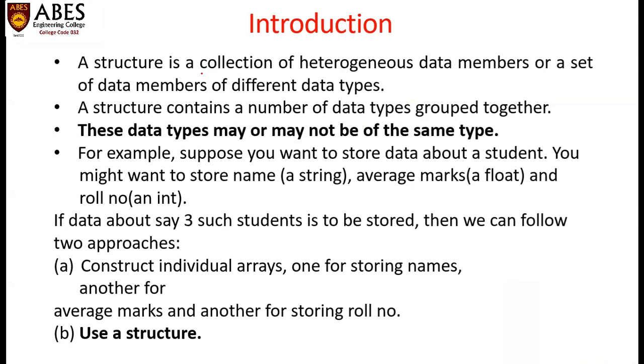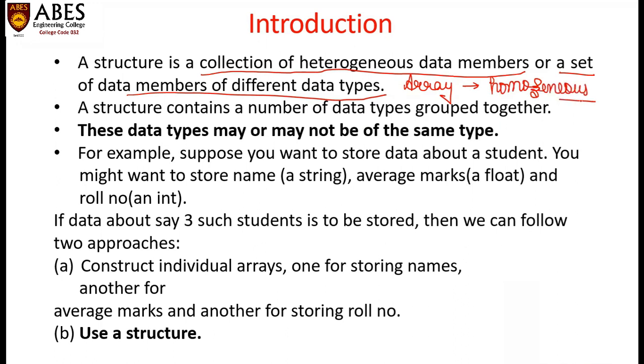A structure is a collection of heterogeneous data members, or a set of data members of different data types. Just in contrast with arrays, an array is a collection of homogeneous data elements, whereas a structure is a collection of heterogeneous data members. These data types may or may not be of the same type. For example, a structure can contain the same type of data members as well as different types of data members.